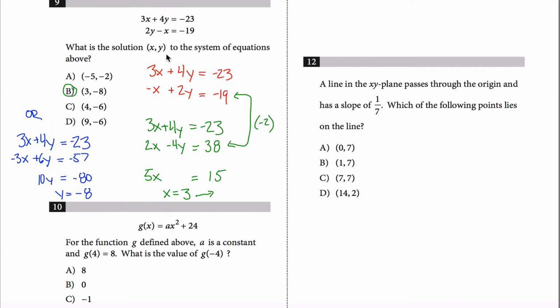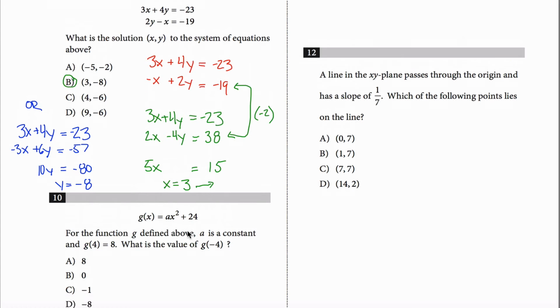Other ways you could do this with substitution. You could solve one of the equations for one variable and plug it into the other equation. I just find that gets a little bit messier algebraically. I kind of prefer this angle addition strategy. Maybe I'll call that good.